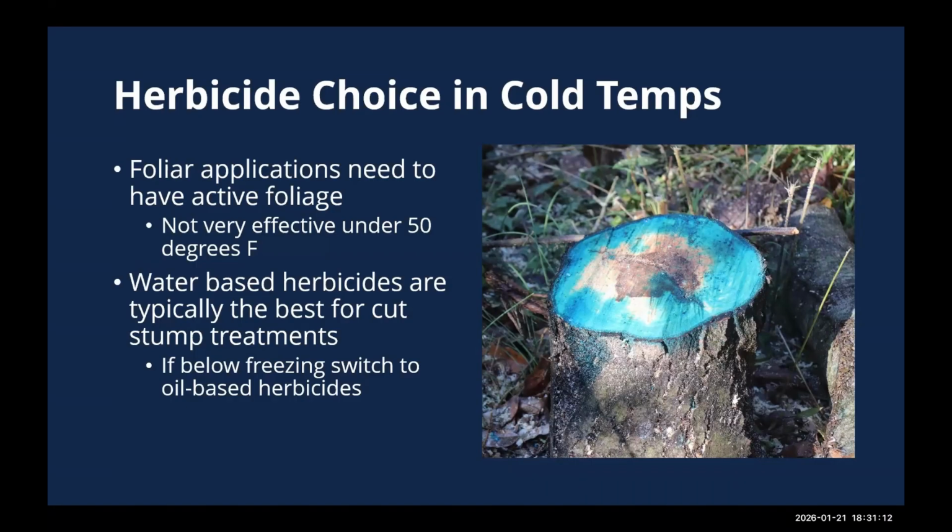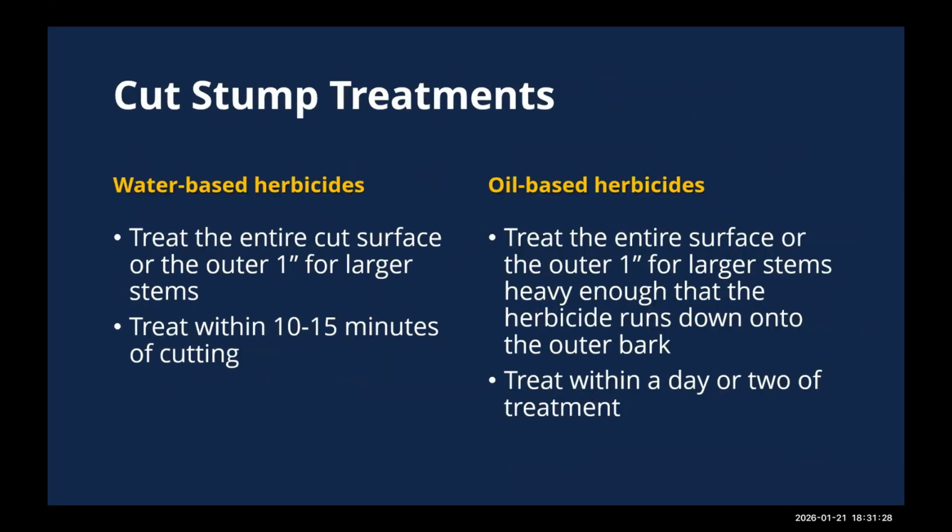So when it's below freezing, you'd want to switch to an oil-based herbicide, an ester herbicide that you mix in basil oil or one of these other things, because they can be applied in below freezing temperatures and still be effective. Now, there's a little bit of a difference in terms of how you apply those.